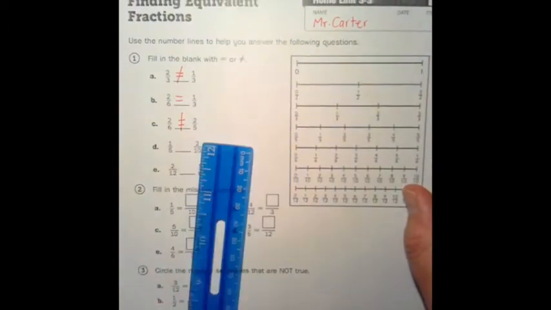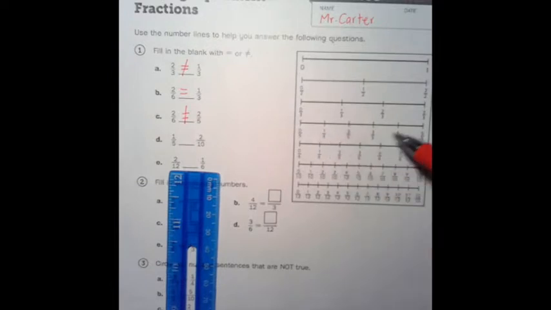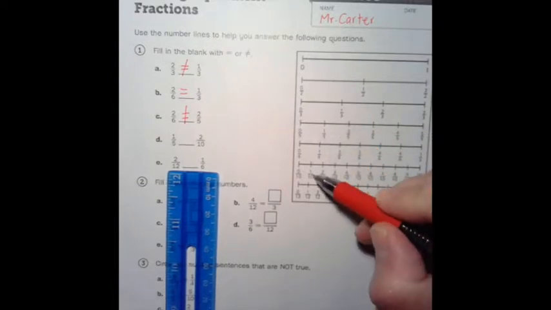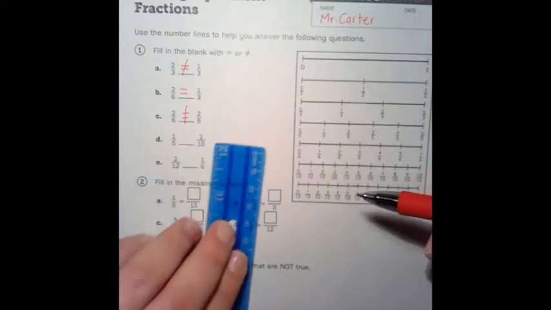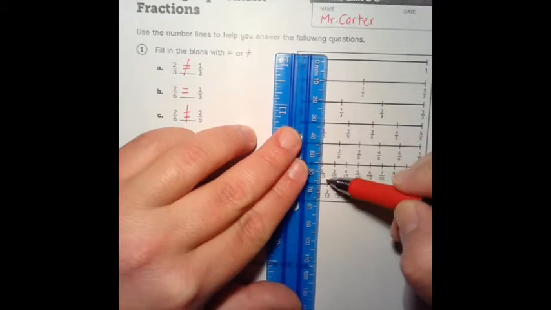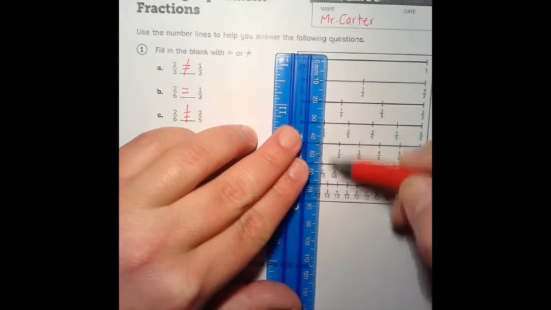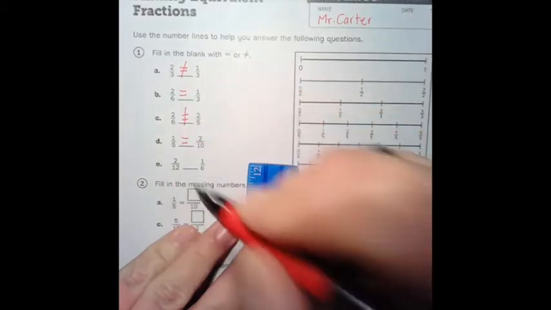Let's take a look at 1/5 and compare that to 1/10. So we have 1/5 over here on our fifth line, and 1/10, and the tenths down here. So 2/10 down here. I see that 1/5 and 2/10 do line up when I put my straight edge there. So they are equal.